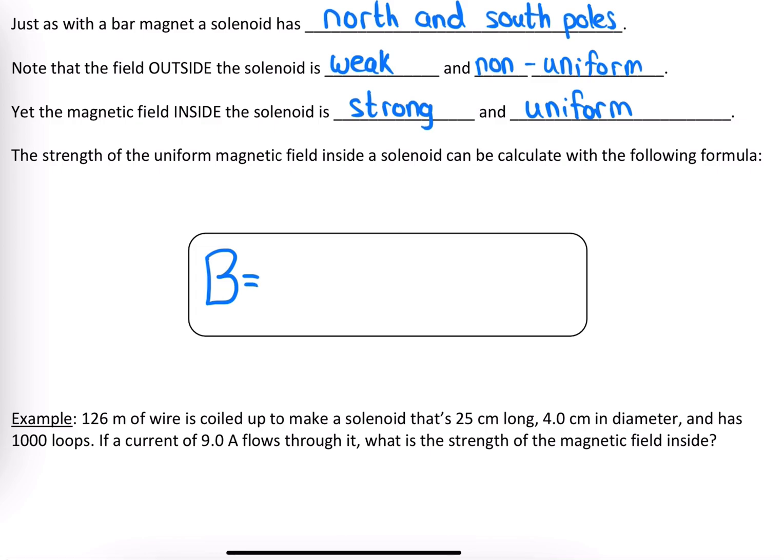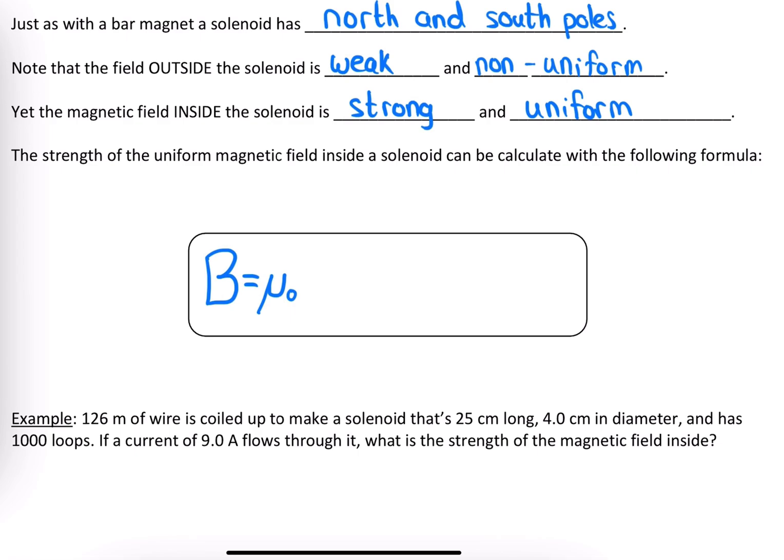B is the symbol we use for the magnetic field strength. There's the Greek letter mu with a subscript 0 after it. But we pronounce this 0 like we're British. We don't call it 0, we call it naught, like N-A-U-G-H-T. So this is called mu naught.